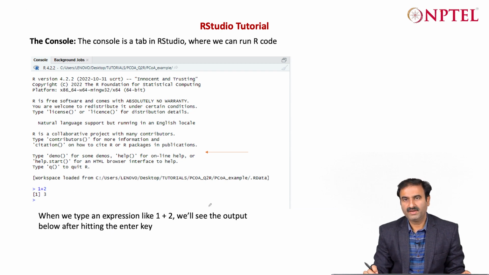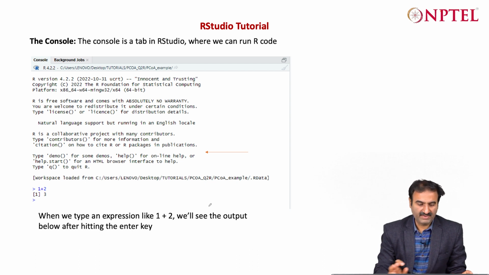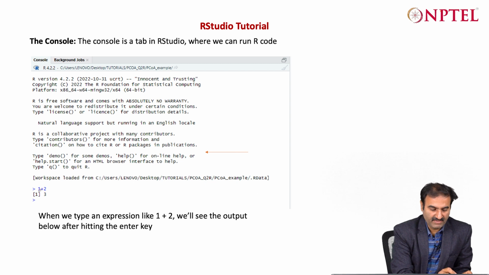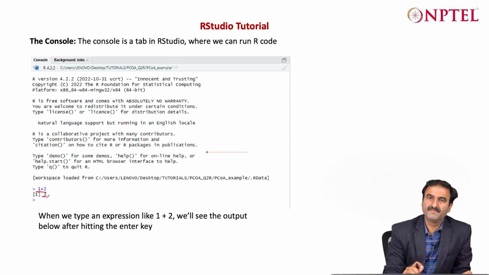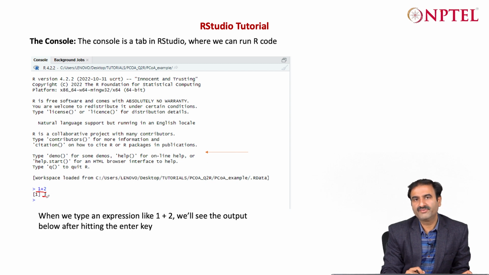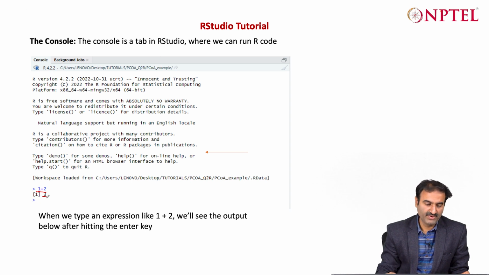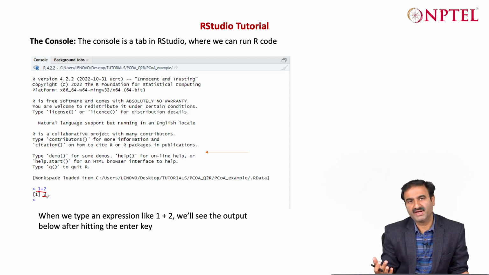So since statistical and mathematical operations are allowed here, if I just type 1 plus 2, it will give me the answer 3. So that means it is working like a calculator, and because the objective is that you can use it for mathematical and statistical operations, you can also take the output from any such expression or calculation into a variable.